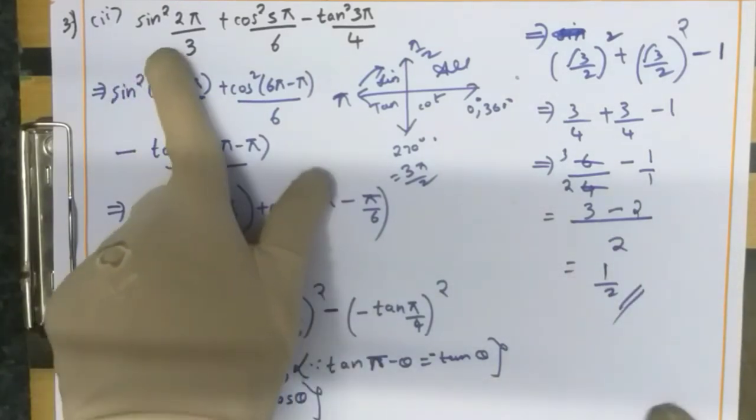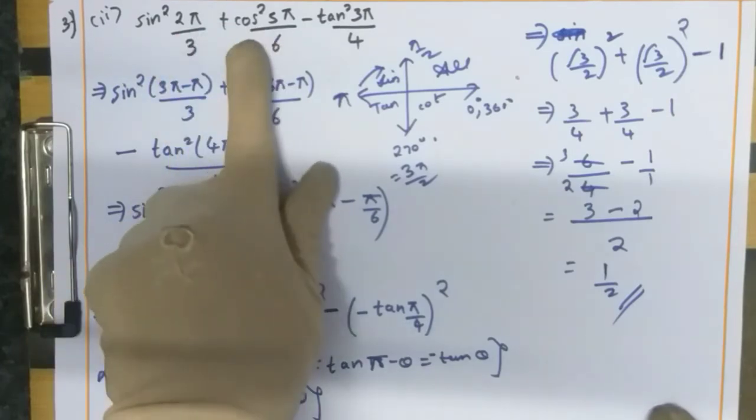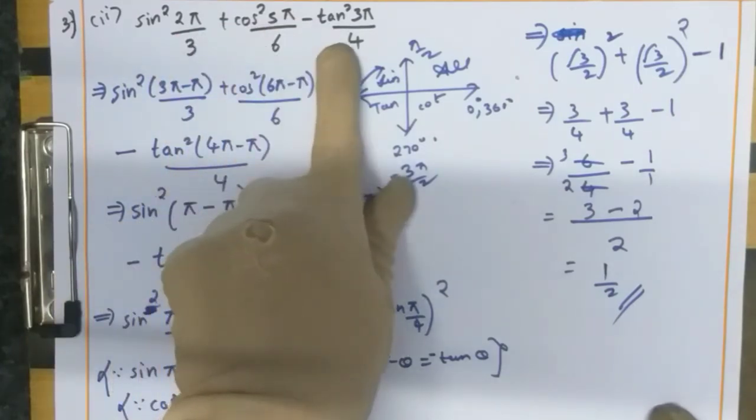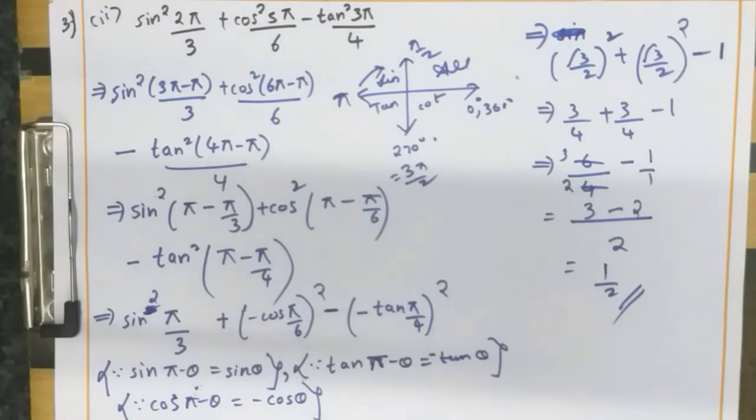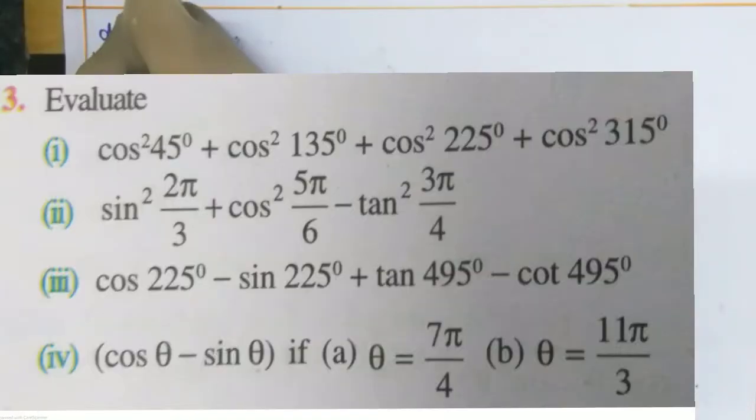So I got the value of sine square 2 pi by 3 plus cos square 5 pi by 6 minus tan square 3 pi by 4 as 1 by 2. Okay, this is your answer 3. Second bit, answer 3.